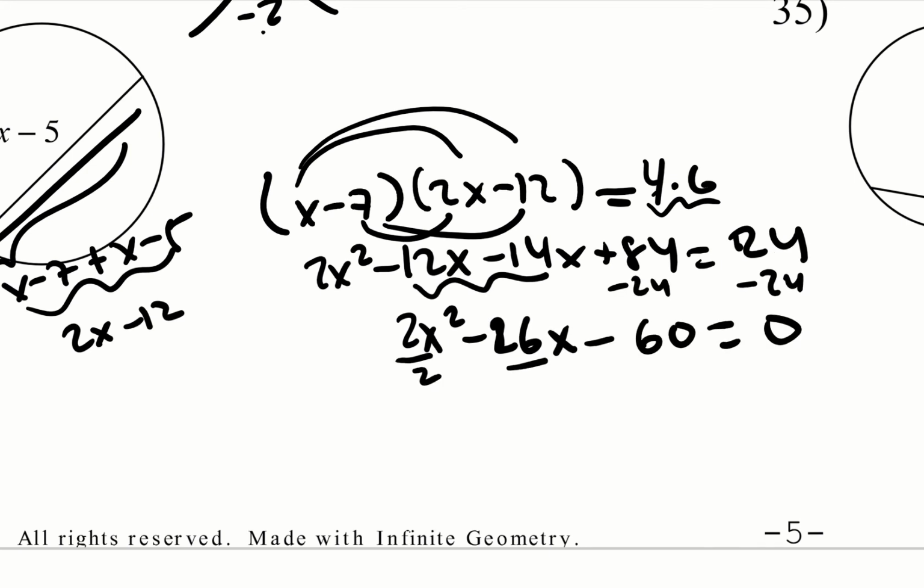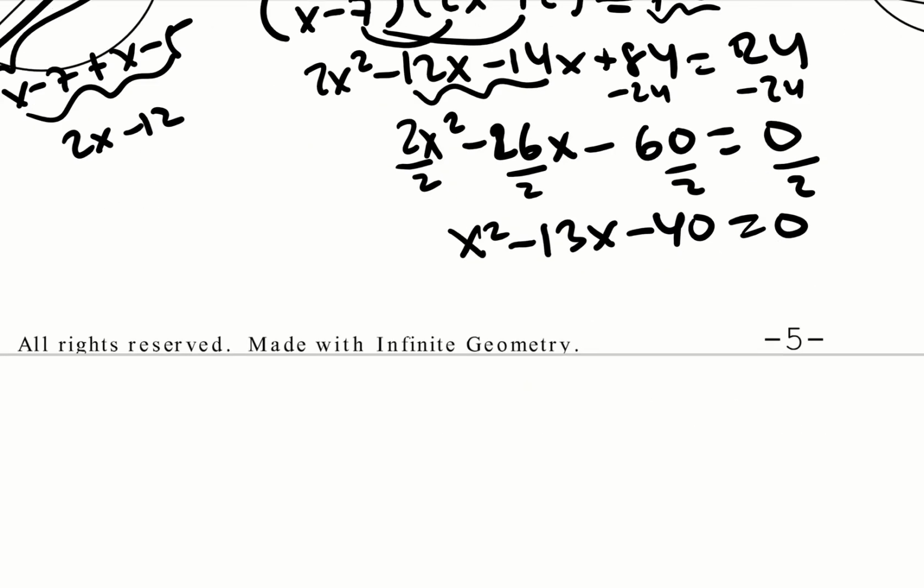Let's divide everything by 2 to get rid of that 2, because I don't like that 2 in front of x squared. So divide everything by 2. X squared minus 13x minus 40 equals 0. And then we can factor. I'll show you that part, and then you solve the rest.